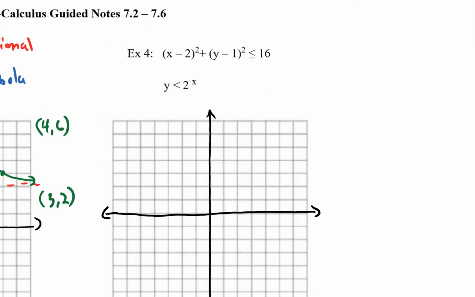First of all, what do we have? Well, this looks more like a circle again, but now it's shifted. We'll talk about how that works. And this is an exponential. So we'll talk about that one as well. We're going to do the circle first.